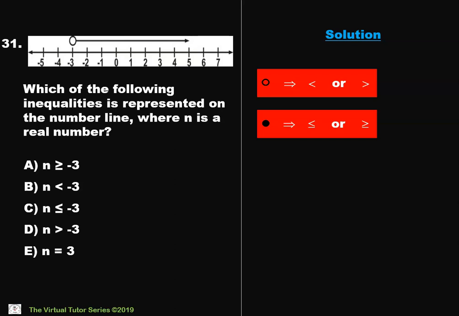From the number line, we observe that the arrow begins at -3, but with an open circle. We also observe that the arrow is pointing to the positive side of the number line. This means that the real number under consideration is greater than -3. That is, n is greater than -3. Therefore, the correct answer is option D.